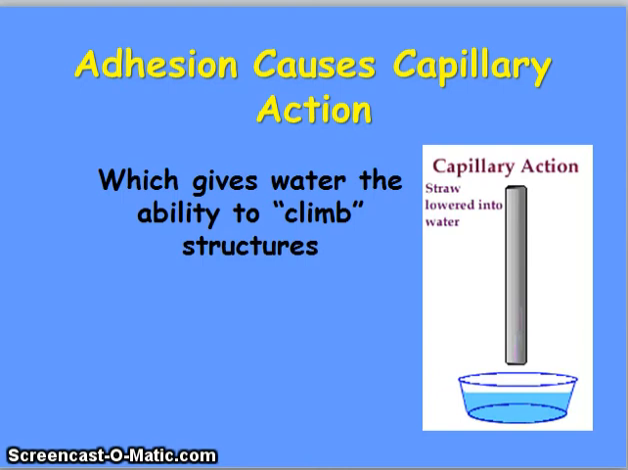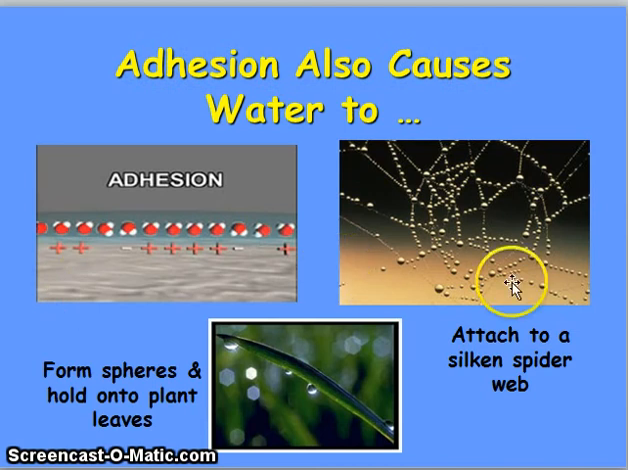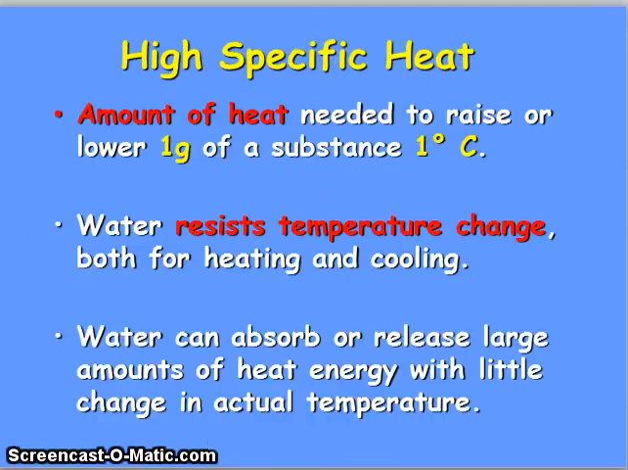It's sticking to the sides of that tube, and it sticks to itself to pull it up. So adhesion also causes water to stick together on spider webs. It forms little spheres, and it holds on to plant leaves.